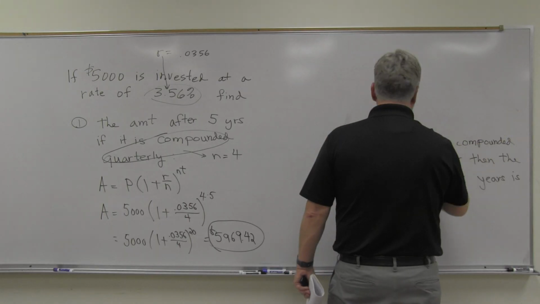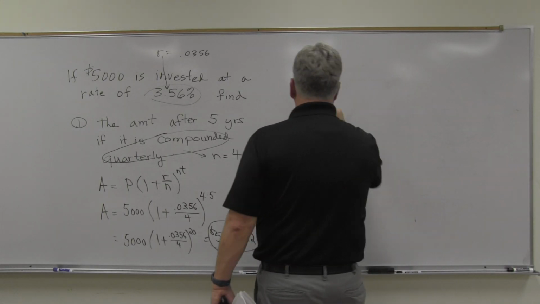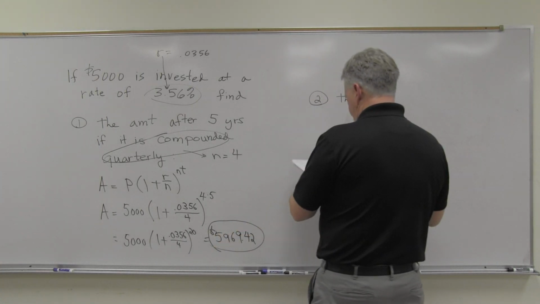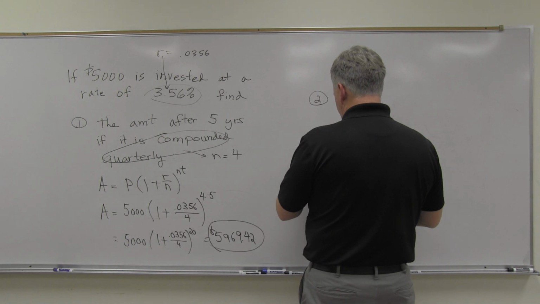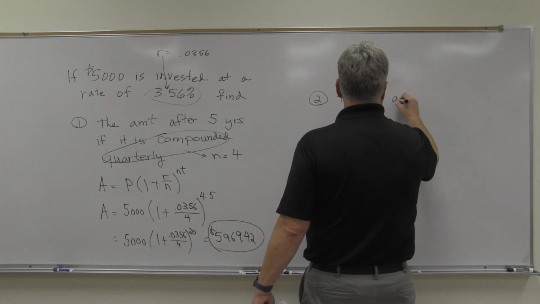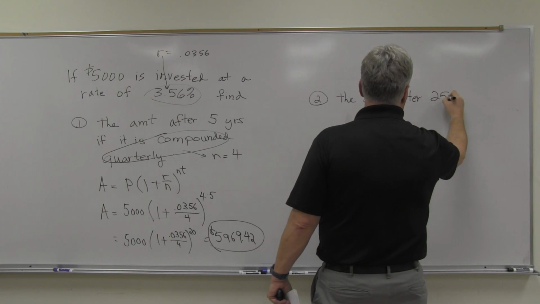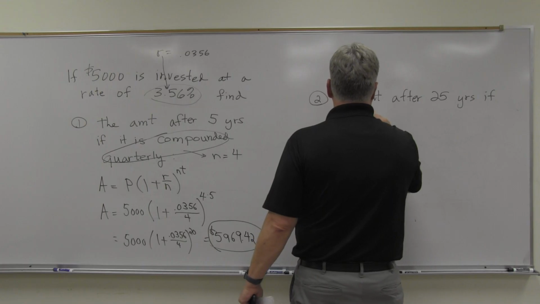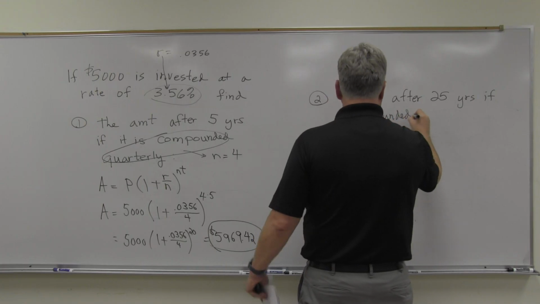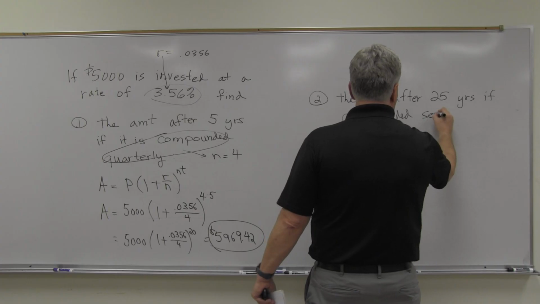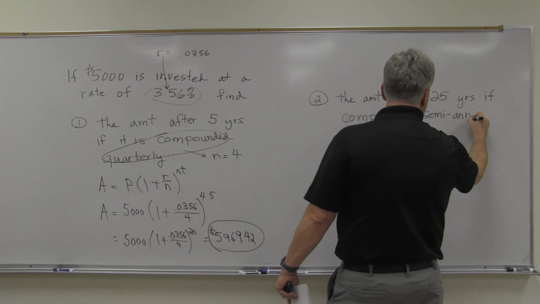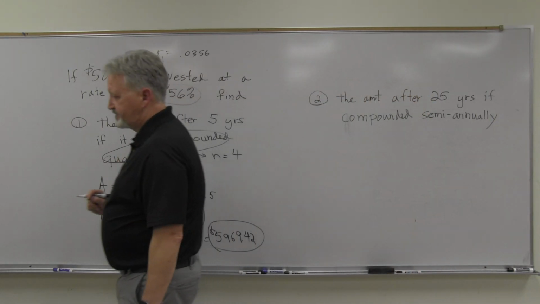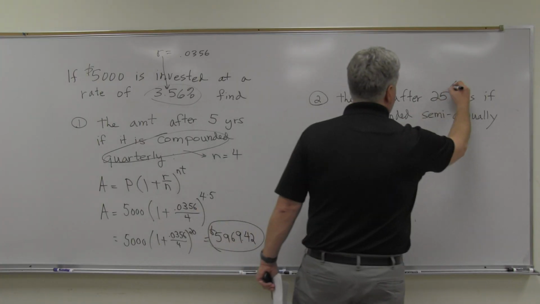Okay. Now, number 2. Let's do the same 5,000, same rate, but let's do this. Number 2. Find the amount after 25 years if compounded semi-annually. That seems like another one that the problems I picked out are fond of. Quarterly, this one's semi-annual. 25 years, so that changed our T. Now it's 25 years.